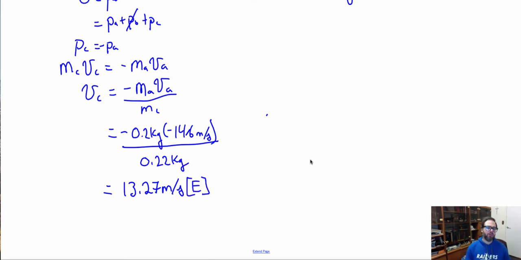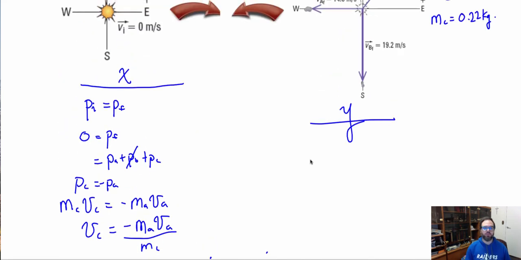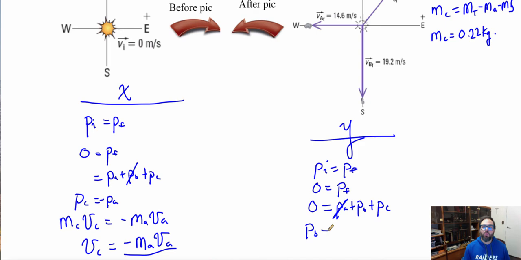So now that I know my x velocity of fragment C, I can start looking at my y velocity of fragment C. So let's look at my y components. We're going to do the same thing again. So I know my initial momentum in y must equal the final momentum in y. Now the next part is, we know the initial momentum is 0, so the sum of my final momentums must be 0 as well. Except in this case, we have fragment A, which doesn't have any y value. So in this case, we're only going to be looking at fragment B and fragment C, where we'll say the momentum of fragment C is equal to the negative momentum of fragment B.